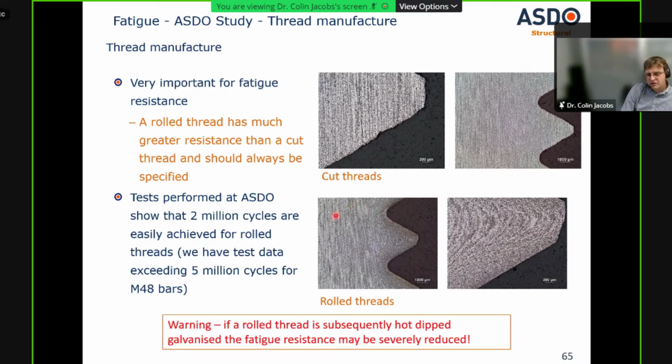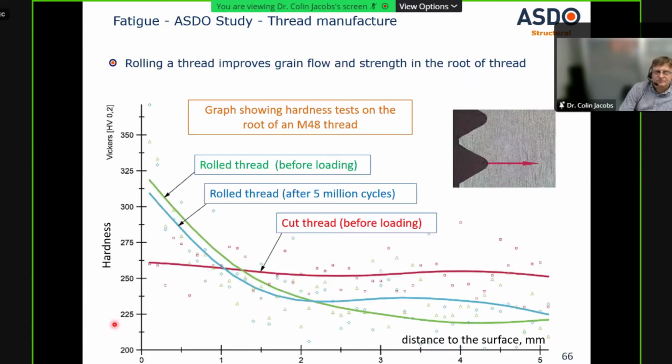This has many advantages. It gives it a much increased fatigue resistance. You get a nice grain flow and increased strength around the root of the thread, which is where often fatigue will fail. But a word of warning, if you subsequently hot dip galvanize a rolled thread, you will severely reduce your fatigue resistance. So again, process control is everything for preventing fatigue failure.